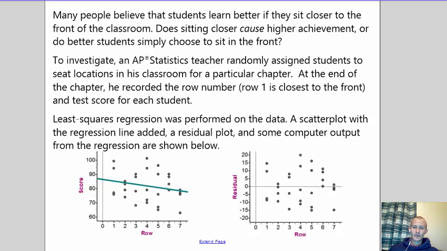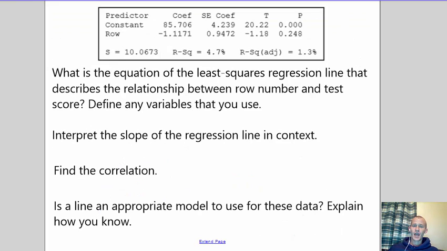And then down below it says least squares regression was performed on the data. A scatter plot with the least squares regression line was added, a residual plot, and some computer output from the regression are shown below. So here is our scatter plot and our residual plot. We will be referencing those as we go. And here is our computer output. The first question says, what is the equation of the least squares regression line that describes the relationship between row number and test score?